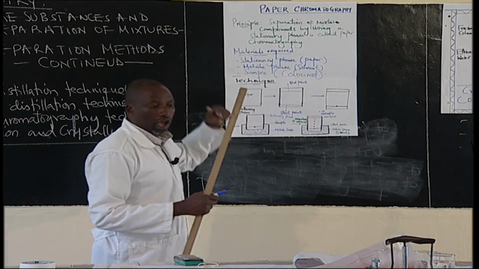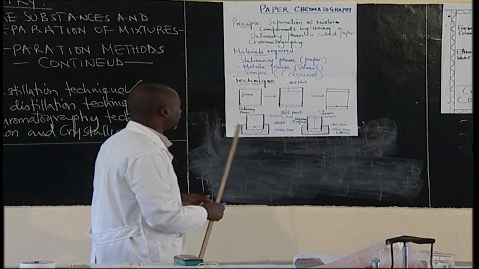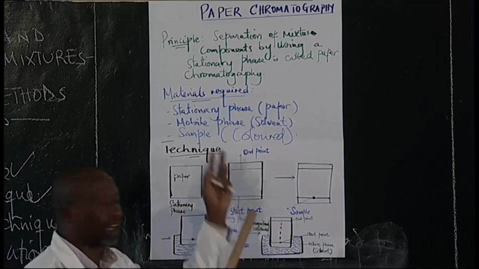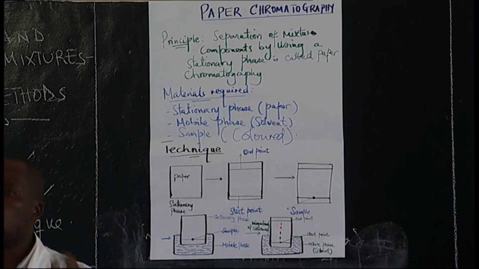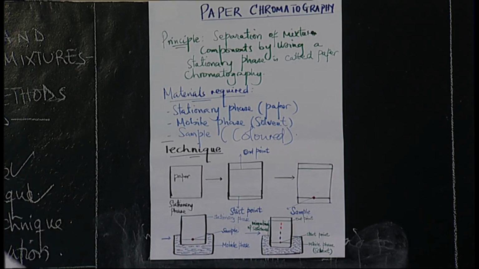We call it a vertical method. So it will start moving up, migrating. This migration will depend on the solubility of the solutes within that material. So this one uses the solubility.